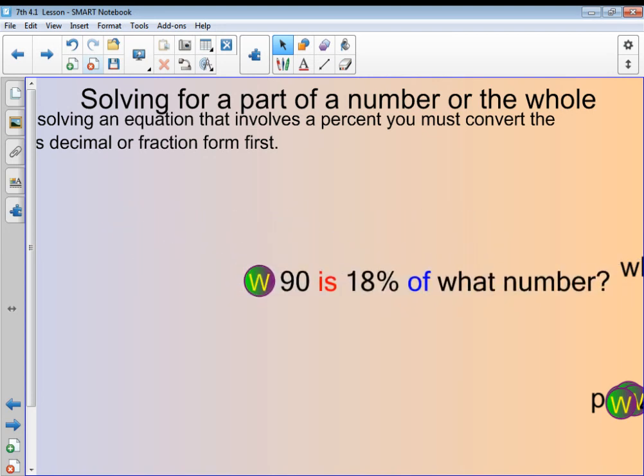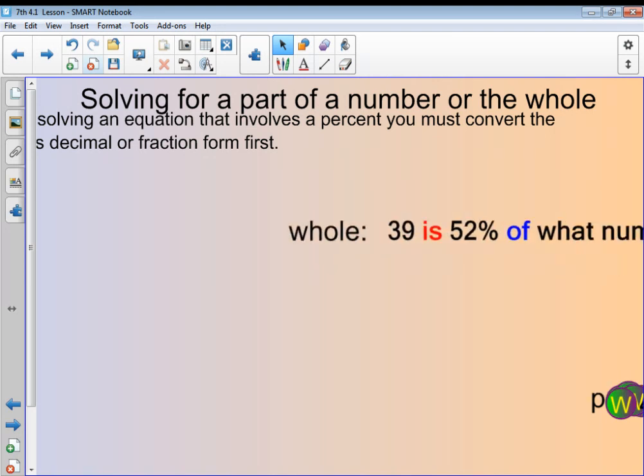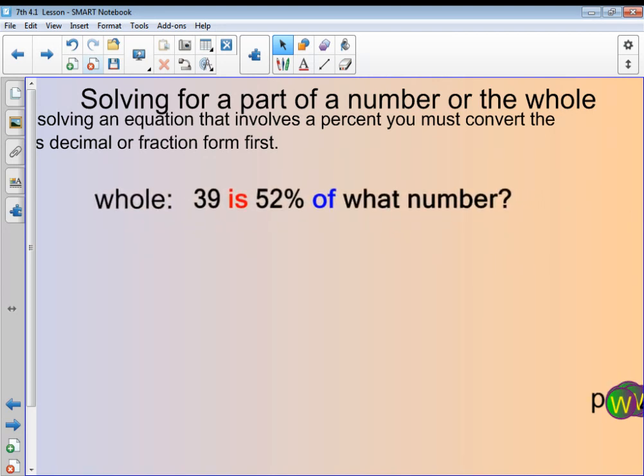Go ahead. Whoops, that's the wrong one because that's the same one we just did. Go ahead and try this one. So we have 39 is 52% of what number? So you're going to go ahead and write your equation and then solve for that equation. You can pause your video and then check yourself in just a minute.